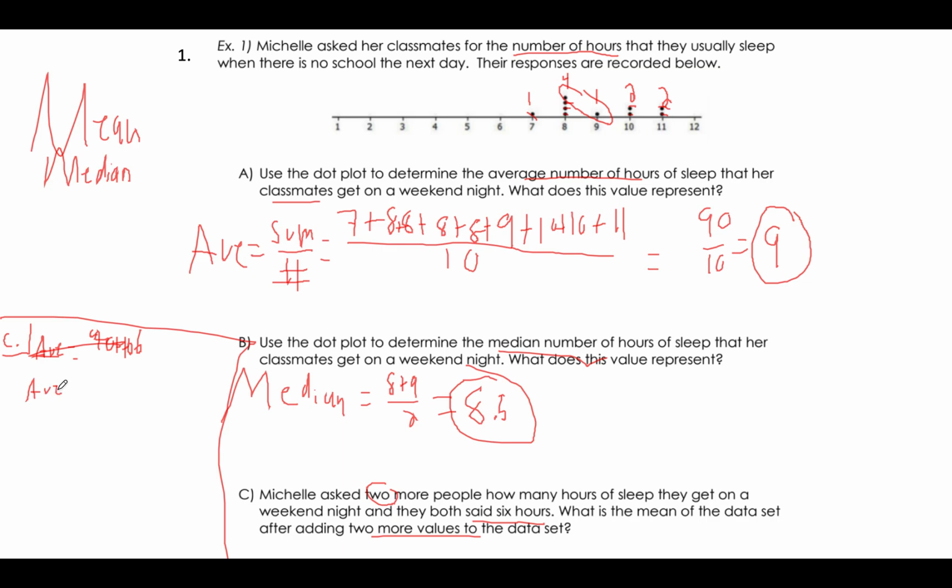The average is 90 plus 6 plus 6, over the 10 we had plus 2 more. That gives us 102 divided by 12, which is approximately 8.5. So adding 2 values to the data set reduces the average. It brings down the average that we found in part A by 0.5.